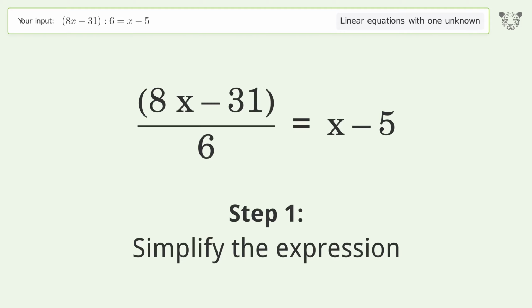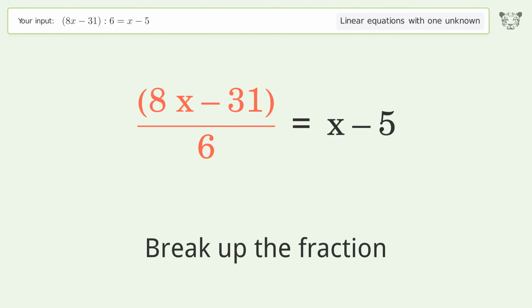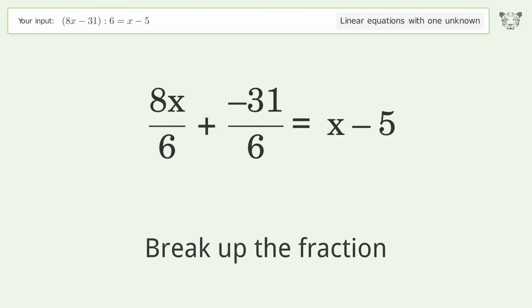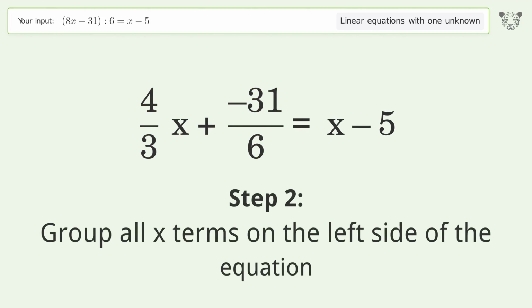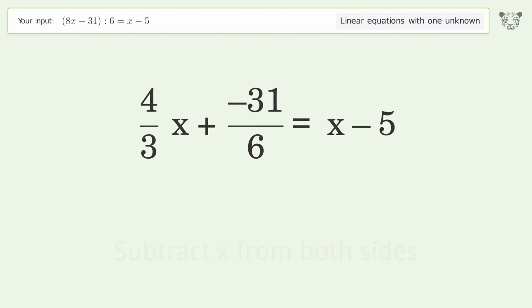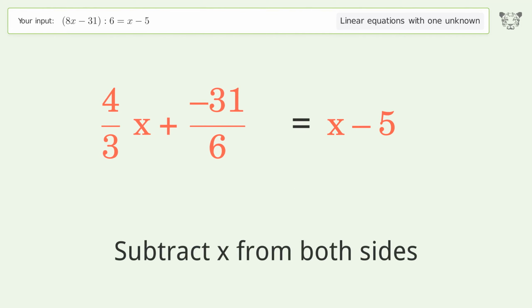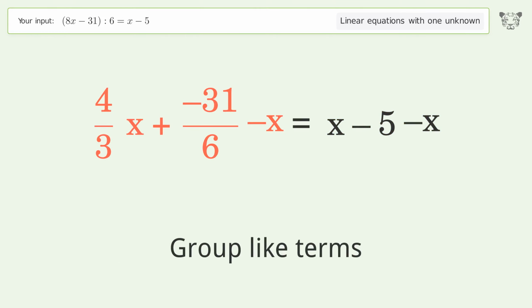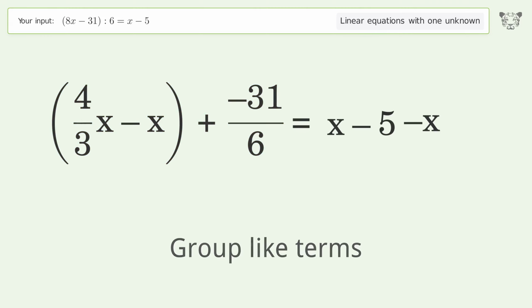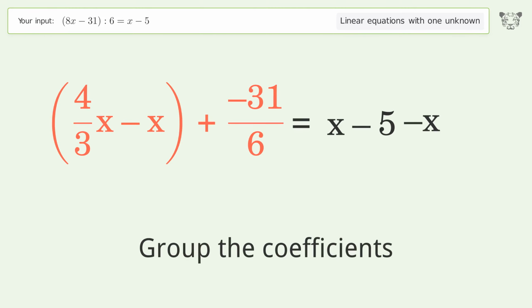Simplify the expression. Break up the fraction. Simplify the fraction. Group all x terms on the left side of the equation. Subtract x from both sides. Group like terms. Group the coefficients.